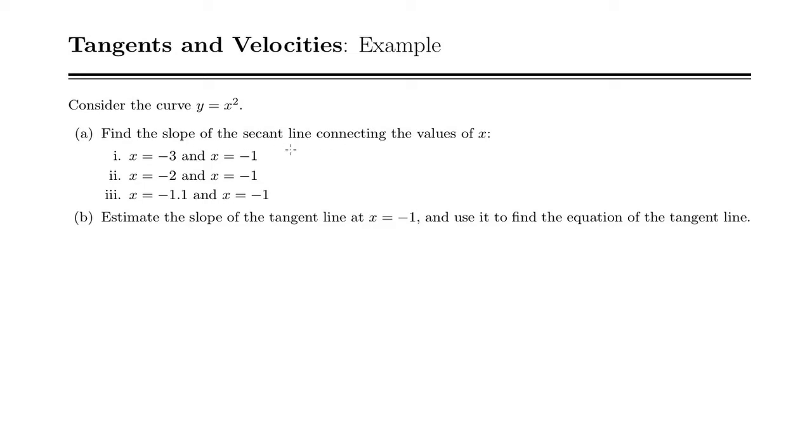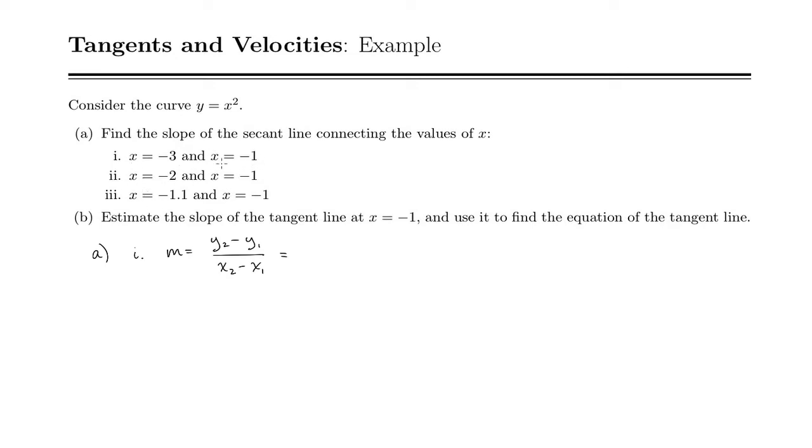We're finding slopes of secant lines here, which are just lines connecting 2 points on the curve. And so we use our basic slope formula. So we're using m equals y2 minus y1 over x2 minus x1. And so these y2 and y1, we're just plugging in the x1 and x2.